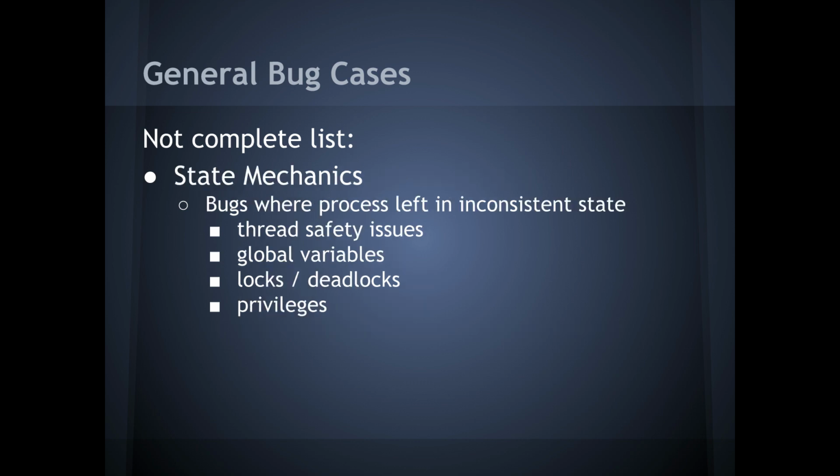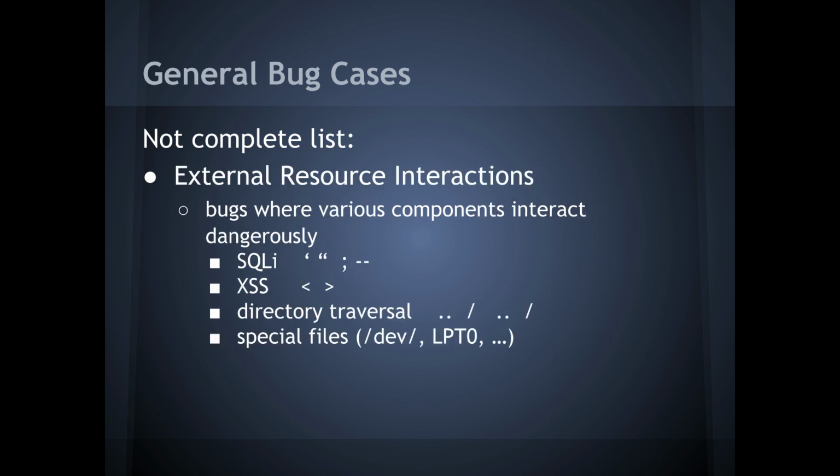State mechanics, such as bugs where the process or processes are left in an inconsistent state. We've discussed this with concurrency issues and deadlocks. It also pertains to global variables and also privileges. And we'll cover privileges more in the next lecture.